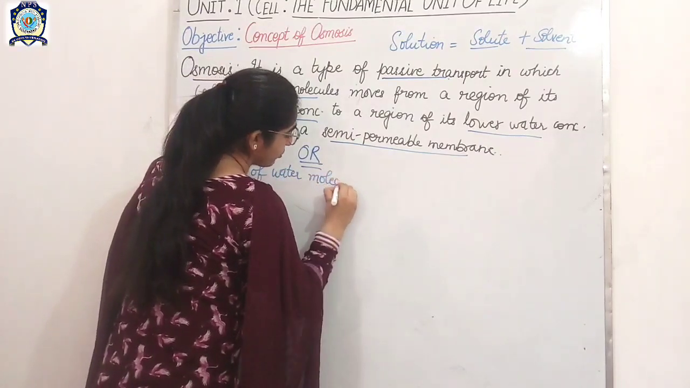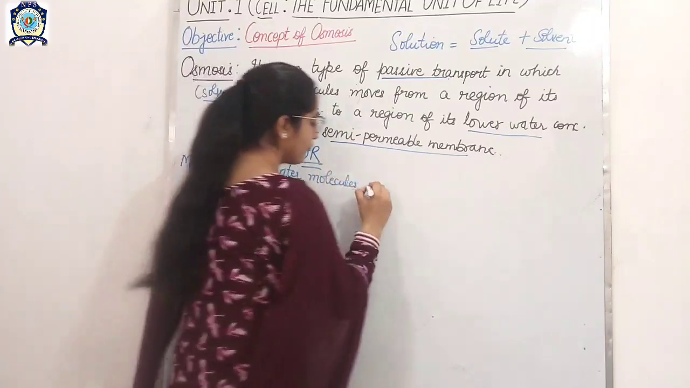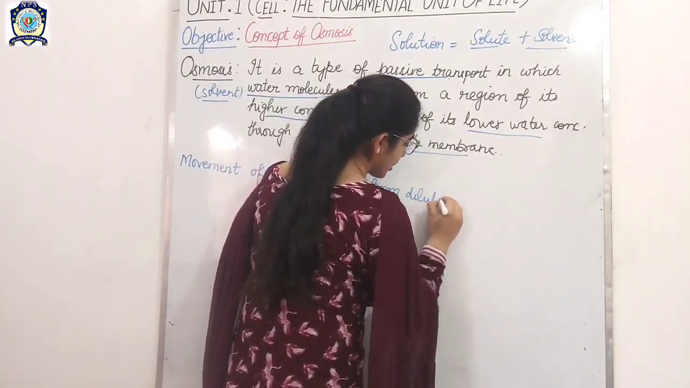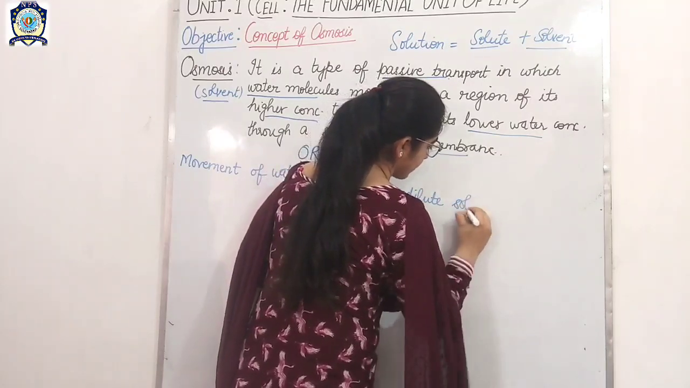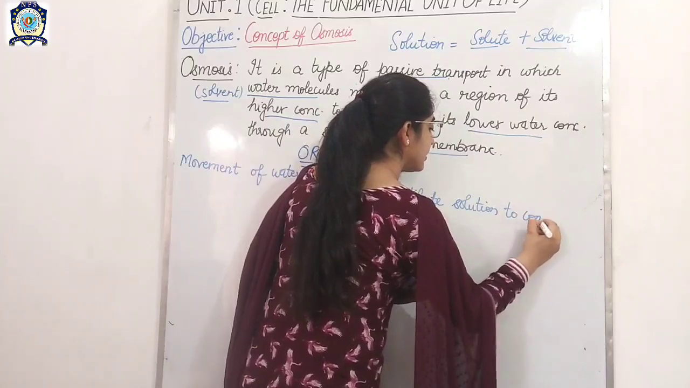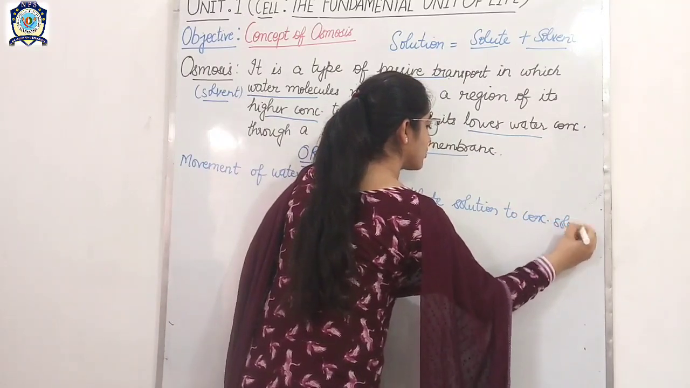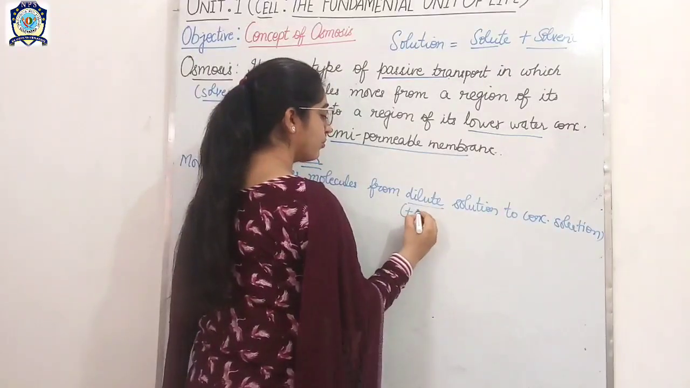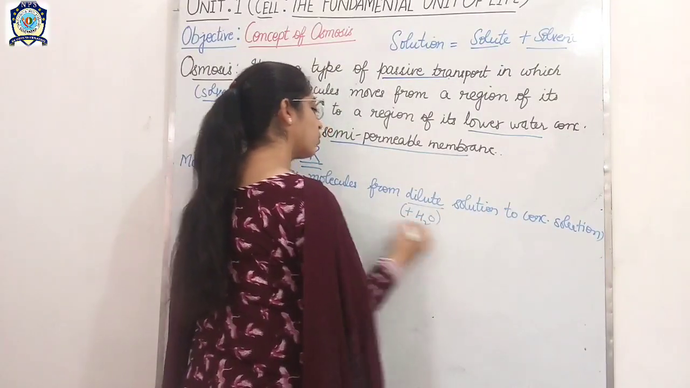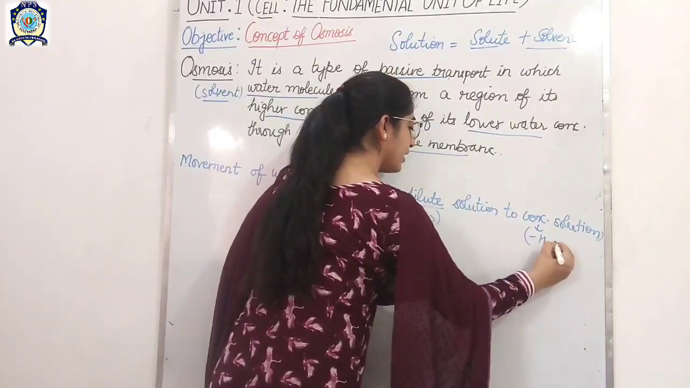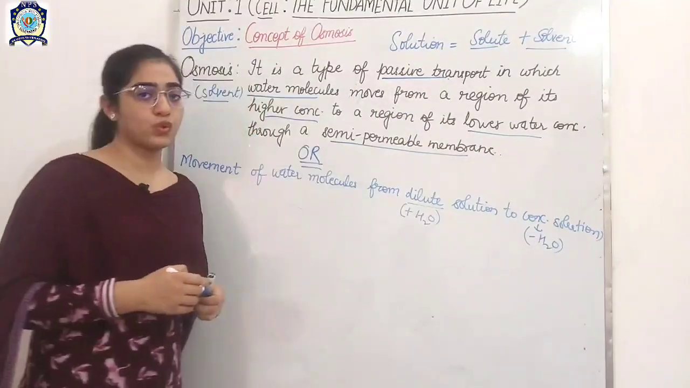So in another way we will define it as movement of water molecules from dilute solution to concentrated solution. Dilute means having more water. Concentrated solution means having less water.